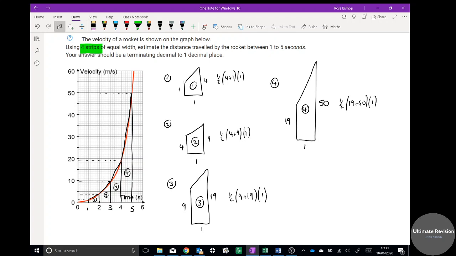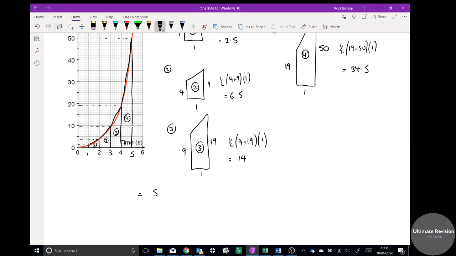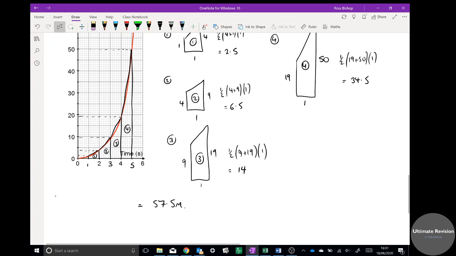Okay, let's add all those up. So the first one is going to be 2.5. The second one is going to be 6.5. This one's going to be 14, and this one's going to be 34.5, and then if I add all of those together, I get an answer of 57.5 meters. Okay, so that's how far the rocket will have traveled between 1 and 5 seconds, which is obviously a really useful, practical tool here.